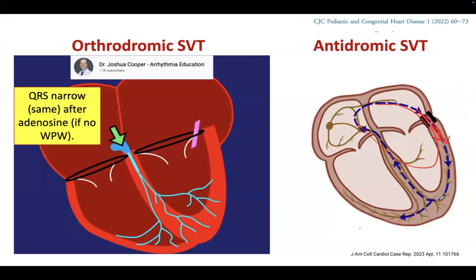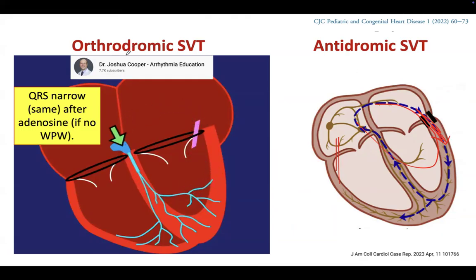Okay? Does antidromic necessarily come with left bundle branch morphology? Not necessarily. It depends where your accessory pathway is. If it's going here, you get left bundle branch morphology. If you're going here, you get right bundle branch morphology. Depends.